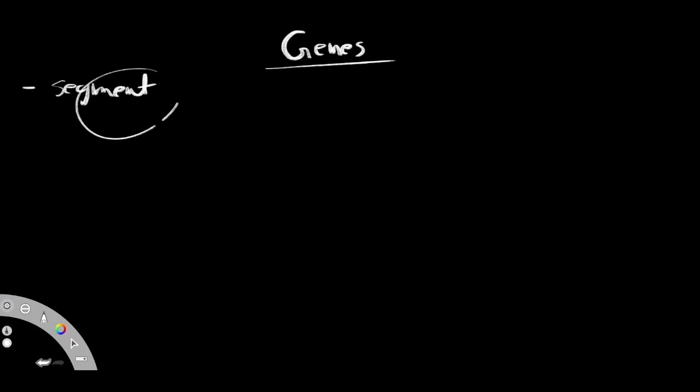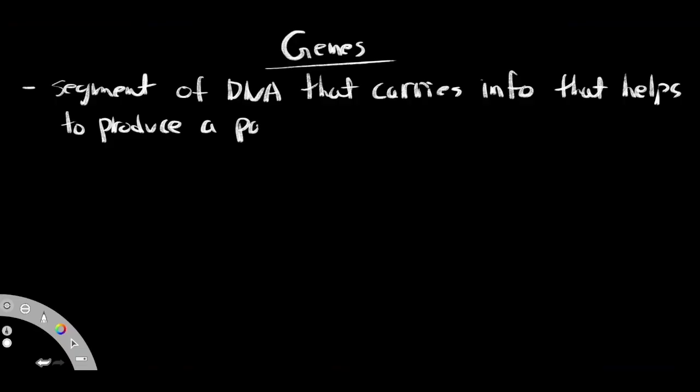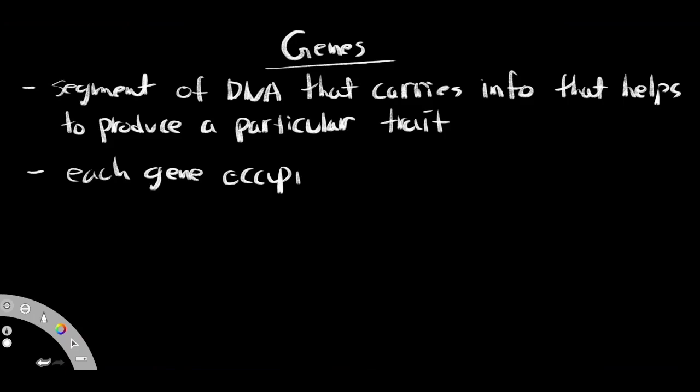So what is a gene? A gene is a segment of that DNA, a particular area that carries information that helps to produce a particular trait. Each gene occupies a specific location. This is known as a locus. Each gene occupies a specific place.